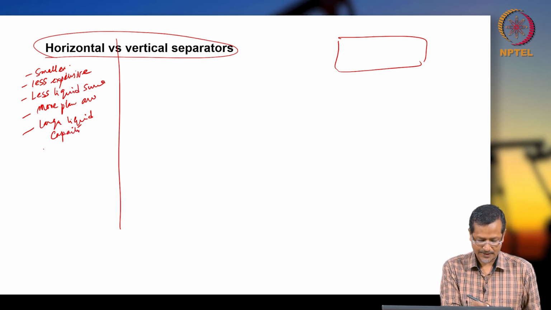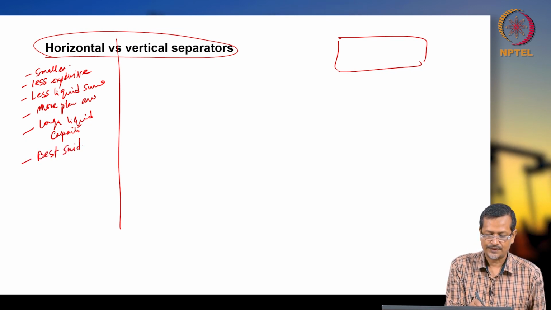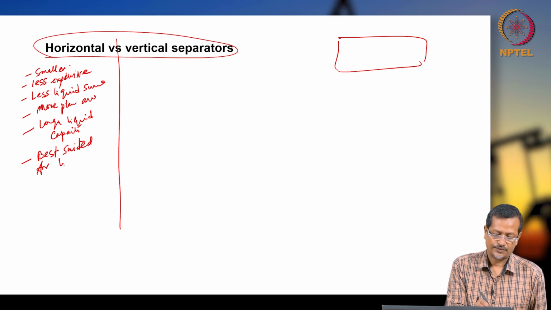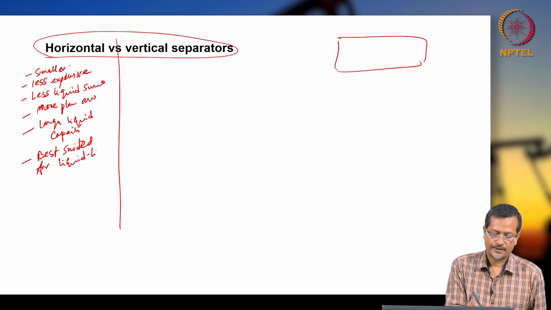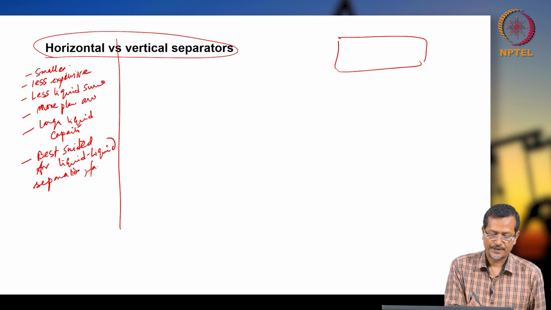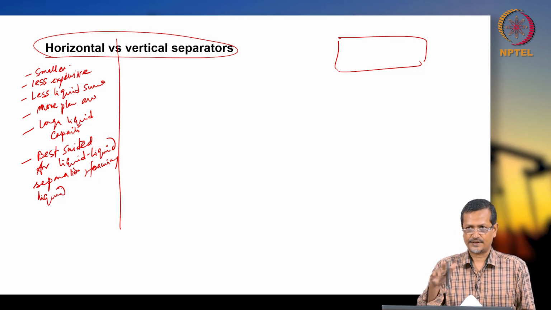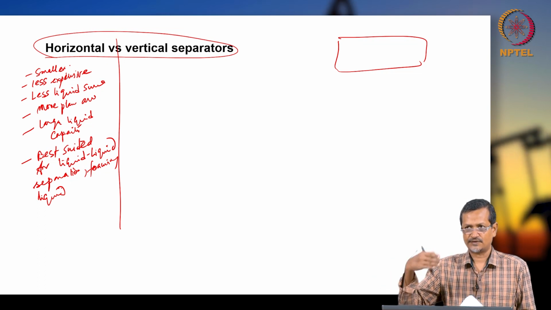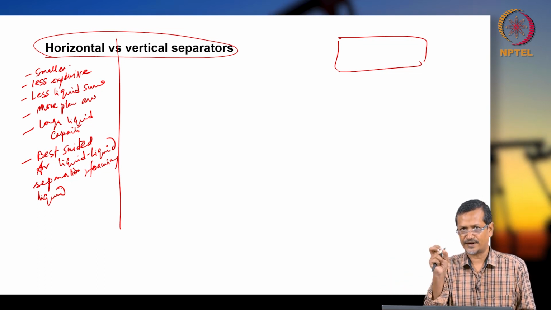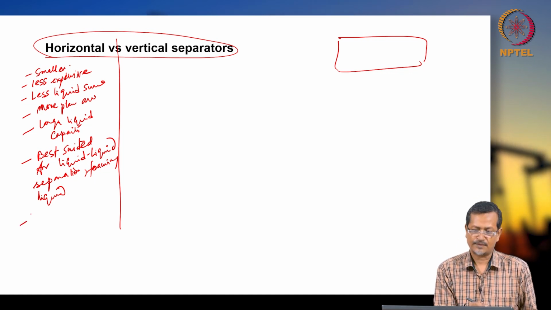It is best suited for liquid separation and foaming crude. Foaming liquid means if foam is there and you give lots of surface area, then the foam will be broken, or two particles will collide with each other and make separation proper. So in that case, the horizontal separator is better because you are getting more surface area.